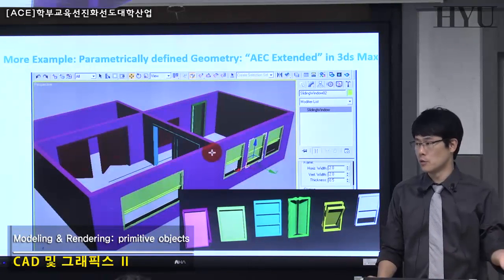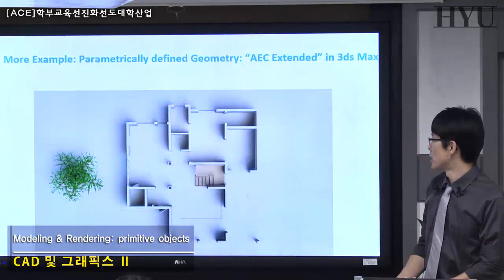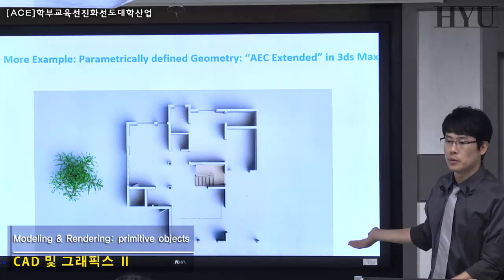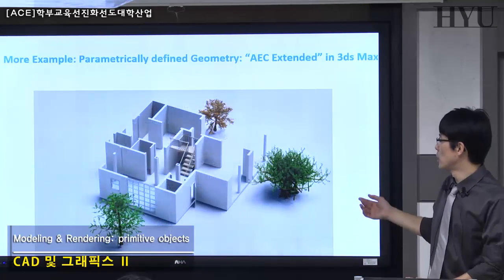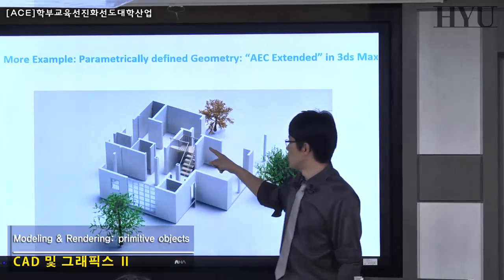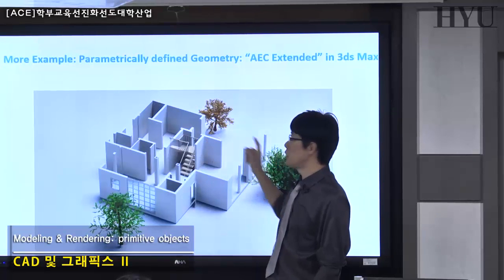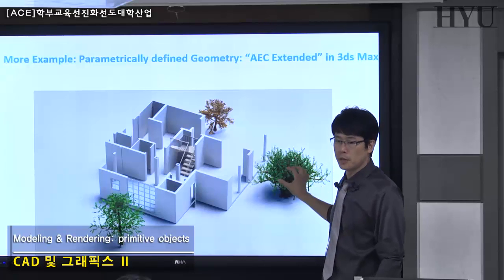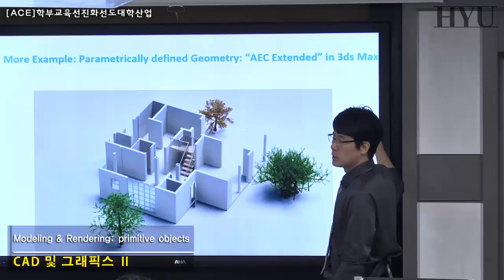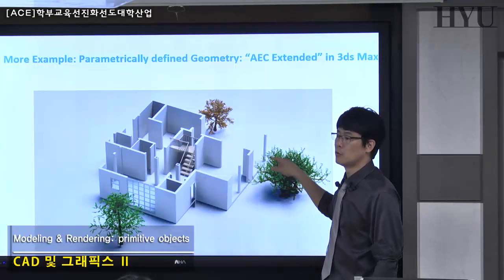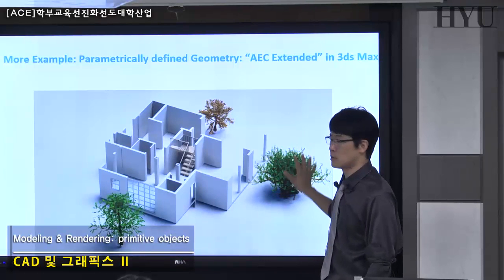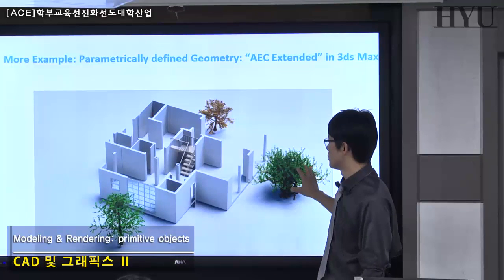We're going to deal with this one later in this semester. This is one example of that. Take a look at these walls, windows, and chairs, even trees. The trees are predefined in 3D Max. Simply drag and drop this tree in your 3D Max, and then you can generate this one. You can render this one, okay?